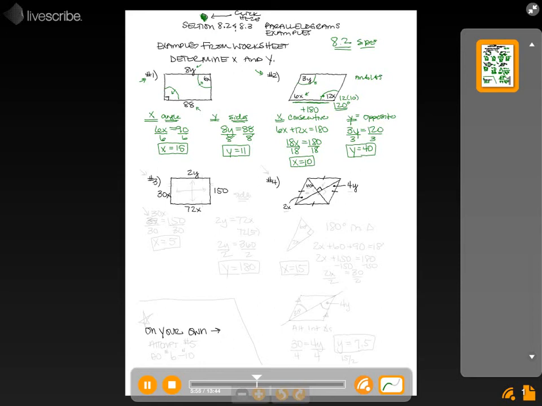Again, not too difficult, but we have to know what we're doing in order to find x and y. We really have to know those 4 big ideas to solve them.